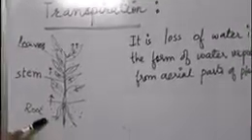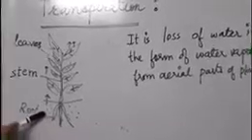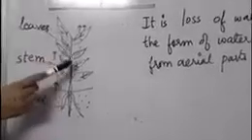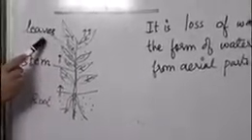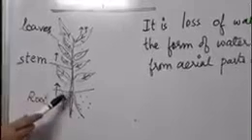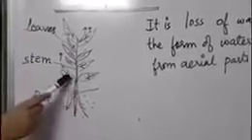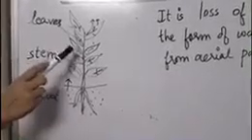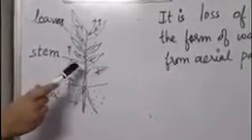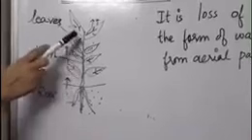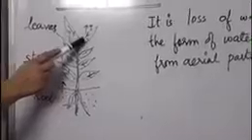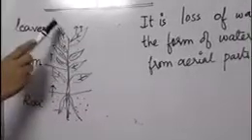Now we have learned so far that the roots absorb water. Now this water moves to the stem and it reaches all the parts of the plant including the leaves. Now we know that some of the water will be stored in the plant. Some will be used at the time of photosynthesis. Now there will be some extra water left. That extra water will be evaporated by the stomata of the leaves in the form of water vapor. This process is called transpiration.